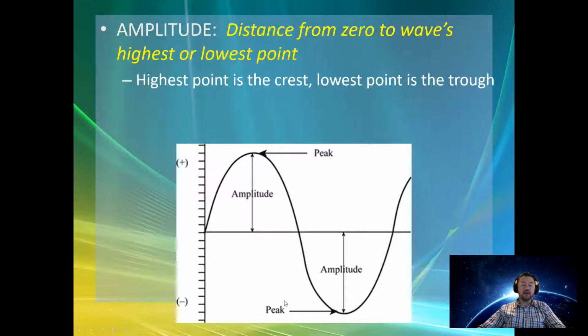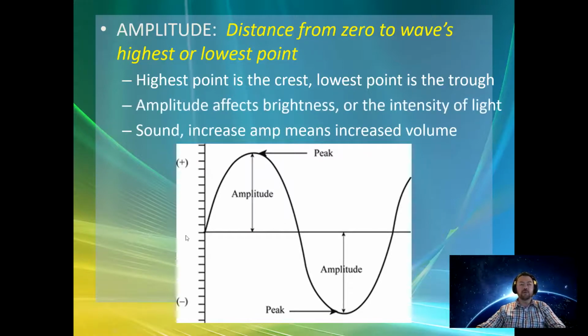Now, in most situations, when you draw waves, you're going to draw them where the amplitude of the crest is exactly the same as the amplitude of the trough. In real life, that doesn't actually happen. The amplitude will typically decrease the further away the wave is from the source that created that wave. But in our drawings, we're going to make sure that the amplitude is the same for the crest and the trough throughout the duration of the wave. And then later on, we'll talk about how that changes.